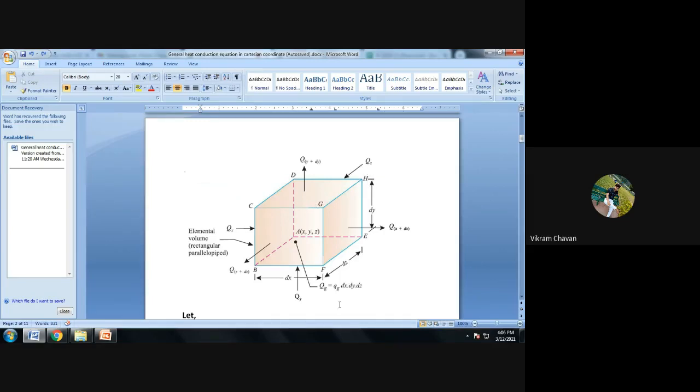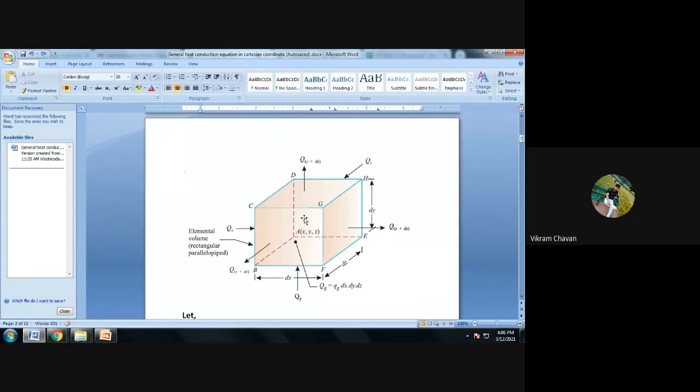Okay. So in this way, for the y direction also, q suffix y amount of heat is entering the element, whereas q suffix y plus dy amount of heat is leaving the element. And this is the Cartesian coordinate system. For that purpose, we have considered the x, y, z axes only.